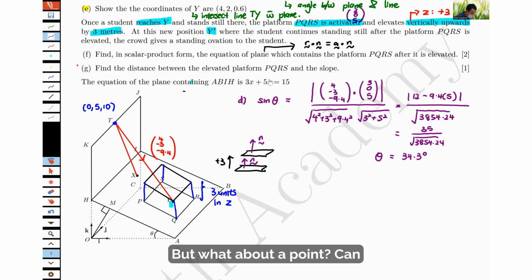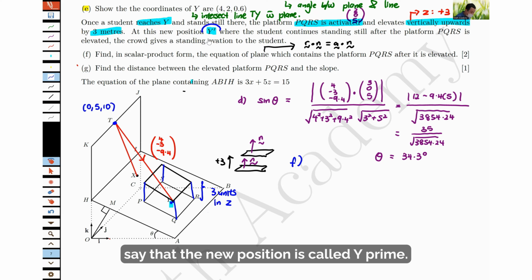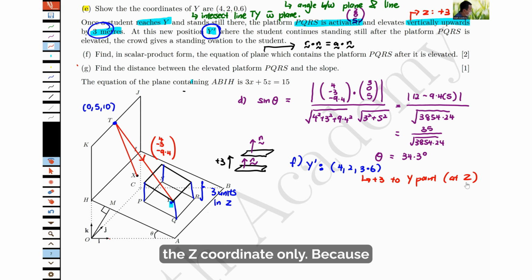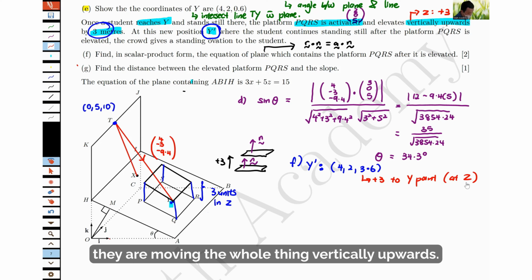But what about a point? Can I have a point on the new plane? The point Y was shifted upwards. They say that the new position is called Y prime. Do I know what the Y prime coordinate is? You are shifting the whole plane upwards by 3. If I know the original Y is (4, 2, 0.6), Y prime will be (4, 2, 3.6). You're only adding 3 to the Z coordinate only, because they are moving the whole thing vertically upwards.